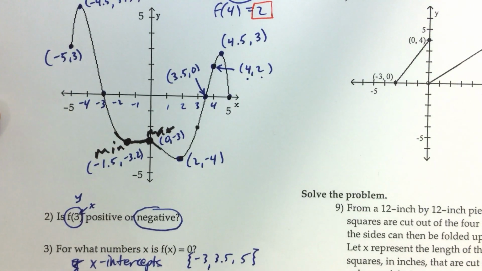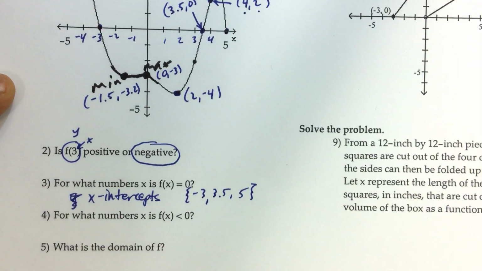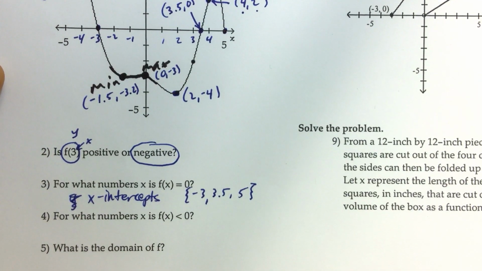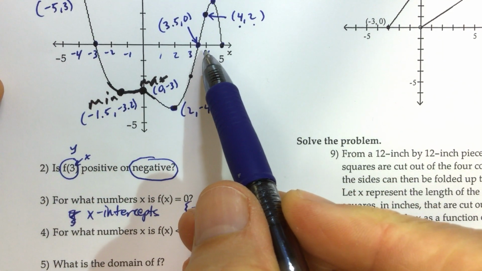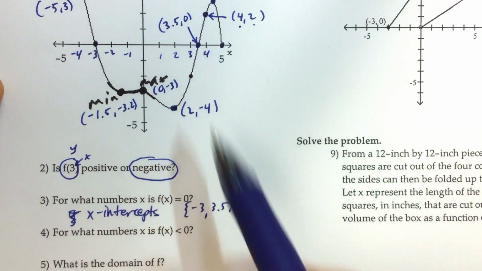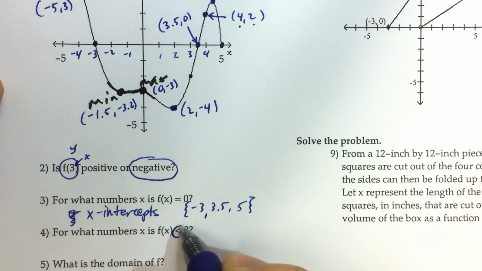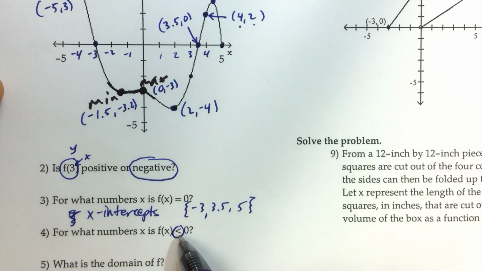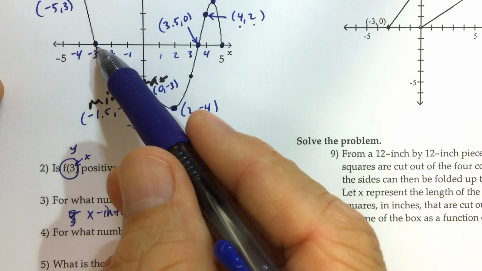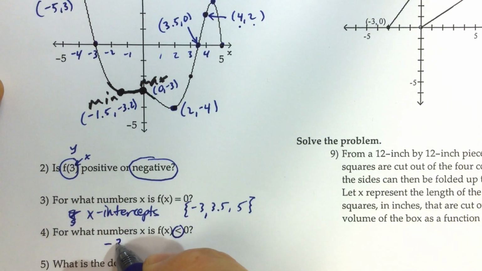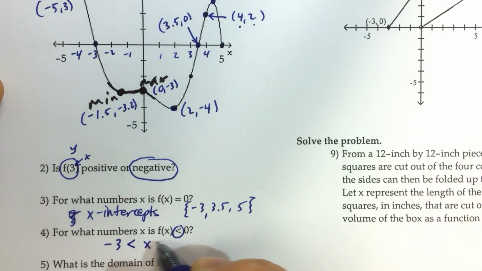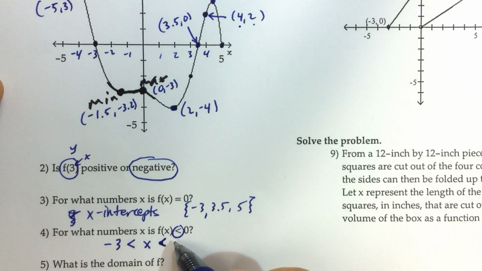Okay. Well, let's do number 4. For what numbers x is f of x less than 0? As we can see, clearly the graph is underneath the x-axis in between negative 3 and 3.5. Since that's a less than symbol, not including f of x equaling 0, we don't want to include the endpoints, but we want to include all the values of x on the interval from negative 3 all the way to 3.5. I've got to put the less than symbol there.